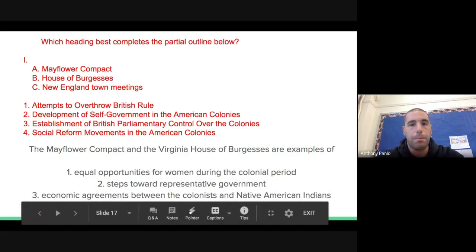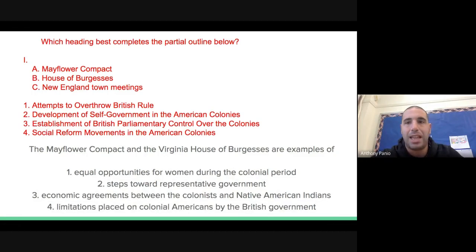So the mini lesson is done. Now we're going to dive a little bit deeper, specifically into the House of Burgesses. And you'll see something else called the Magna Carta, which occasionally comes up on the Regents. So I'm going to stop sharing this. Okay. I'm going to share this window. This is all new to me. Give me 1 second.